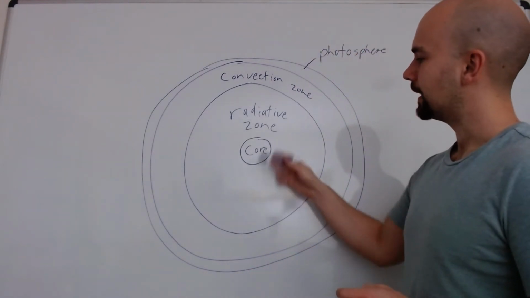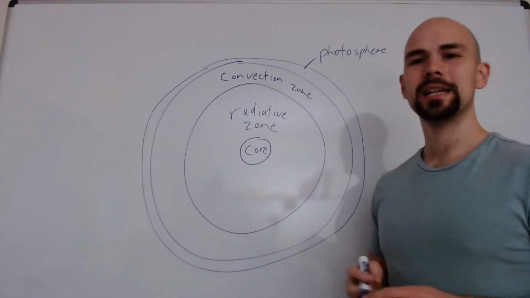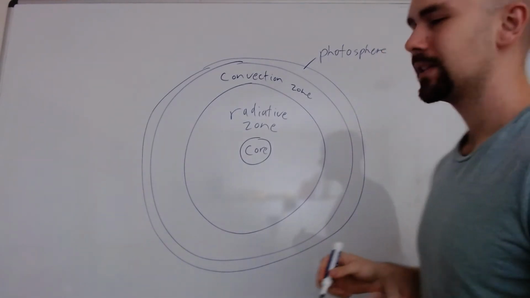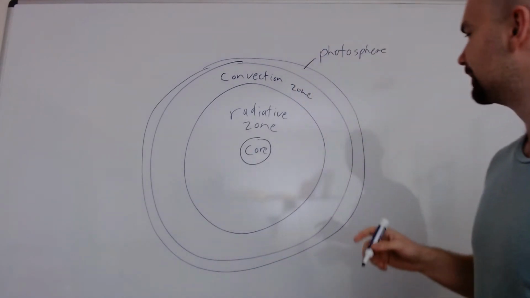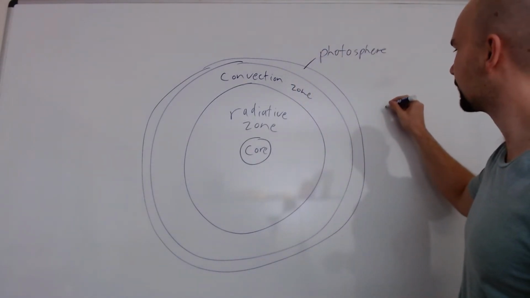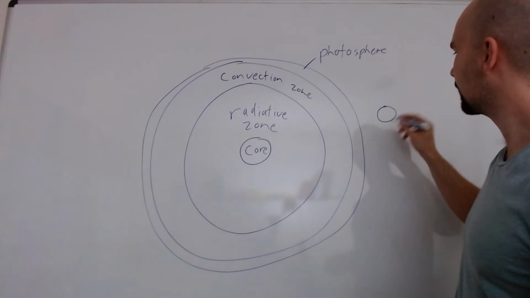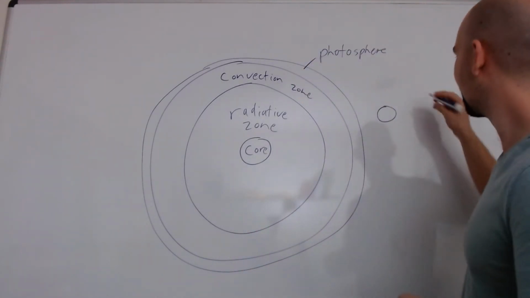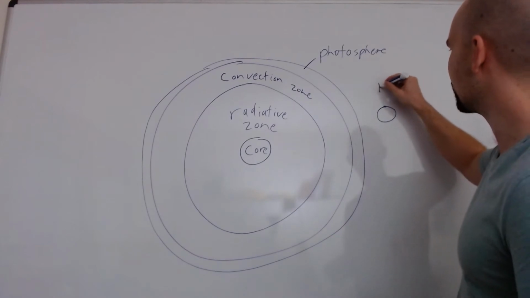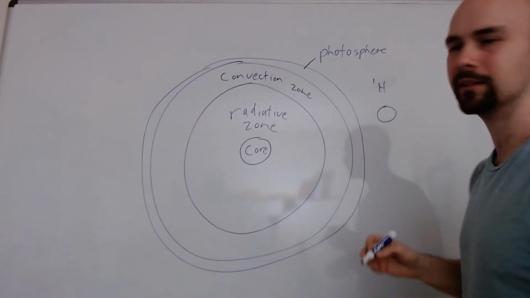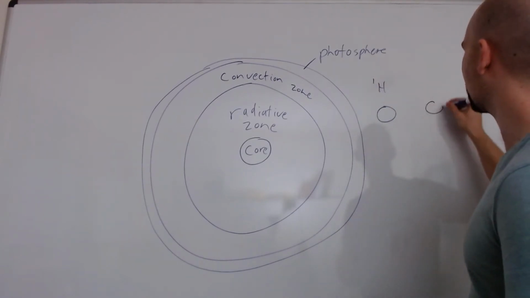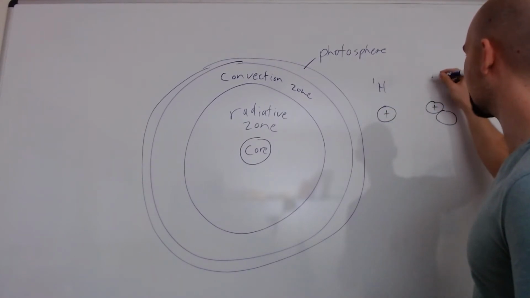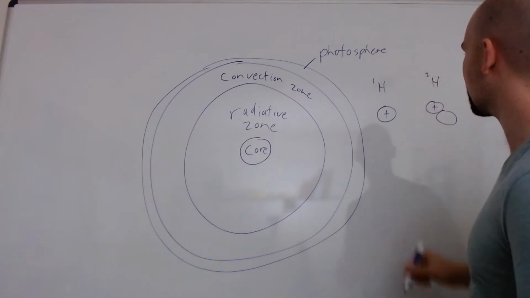And at the core, there's enough heat and pressure that a reaction called fusion can take place. So when fusion occurs, you have basically just a bare proton, which is hydrogen 1 without its electron. And then we're going to have a proton and a neutron with no electron. And this is going to be hydrogen 2 stripped of its electron.